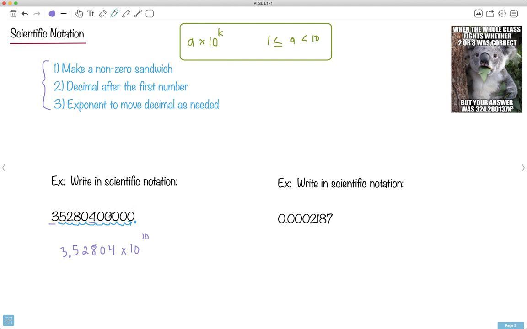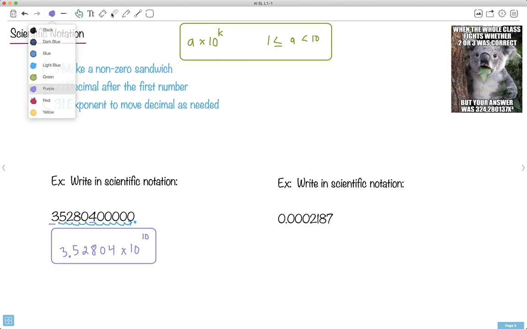We haven't lost anything. Now, if I wanted three significant figures, then I'd say 3.53 times 10 to the 10. And there we go. Then I would have it to three significant figures. But I think in this question right here, it'd be a good idea to just leave it like this. That'd be good. Let's do the next one. So the next one right here, 0.0002187. Non-zero sandwich means I take the 2 and the 7. I count those, both of them.